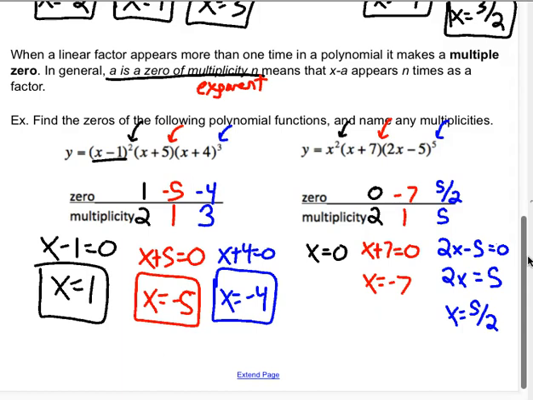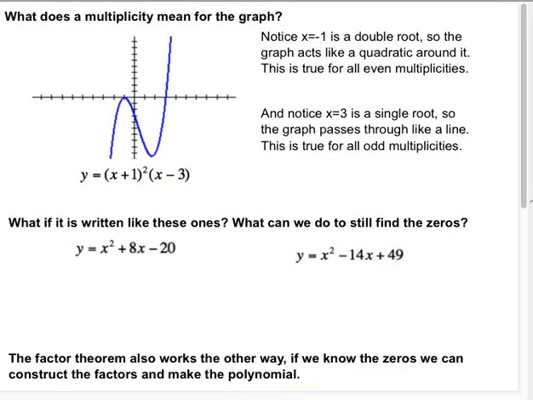So that's the basics of zeros and multiplicities. If it's in factored form, you can very easily use the zero product property on it. The multiplicity simply comes from the fact that you can have exponents attached to these things. So let's talk a little bit more about where this is going.